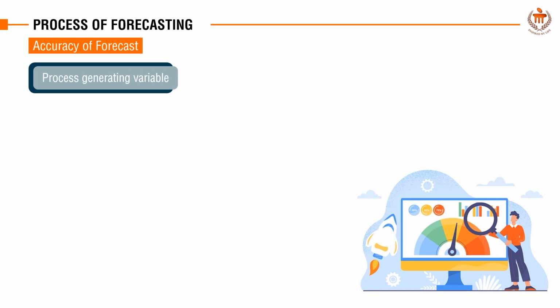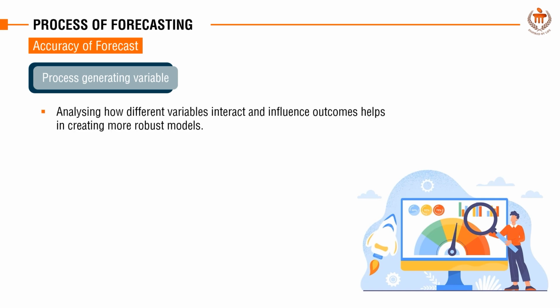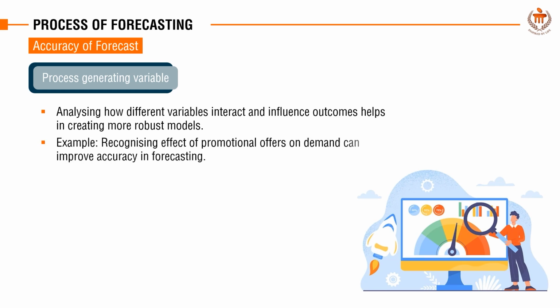Process generating variable. Understanding the underlying processes that generate the data is crucial for accurate forecasting. Analyzing how different variables interact and influence outcomes helps in creating more robust models. For example, in predicting demand for a product, recognizing how promotional efforts and seasonal changes affect sales can improve forecast accuracy.